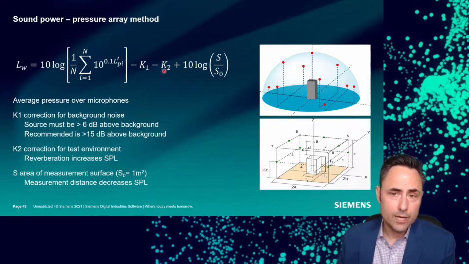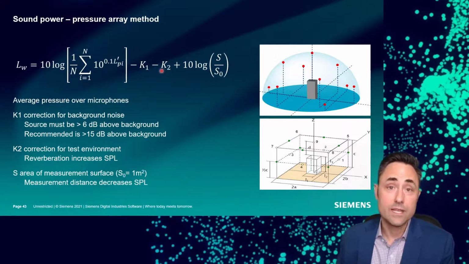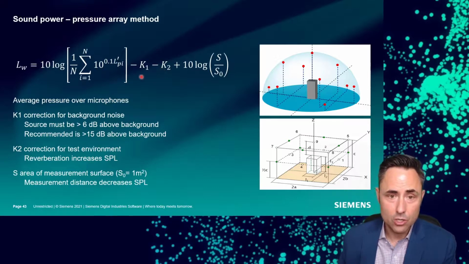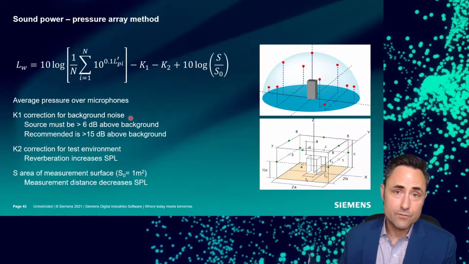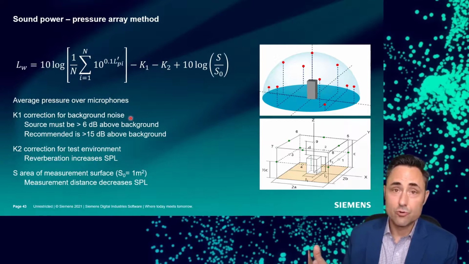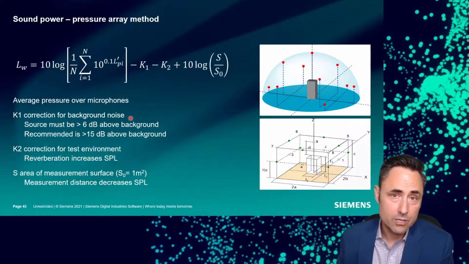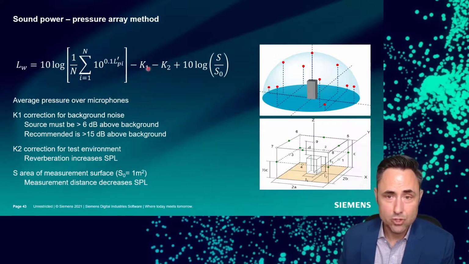And then you have K1 and K2, and these are correction factors we use for some of the environment things that we can't control. Okay, so K1 is a correction for background noise. Let's say we're measuring our machine on the assembly plant floor. We can't shut down all these other machines around, and so we're going to measure the amount of noise in the background and then subtract that out of our measurement because we don't want it to artificially raise the sound power calculation of our actual machine, right? So we're going to subtract the background noise.